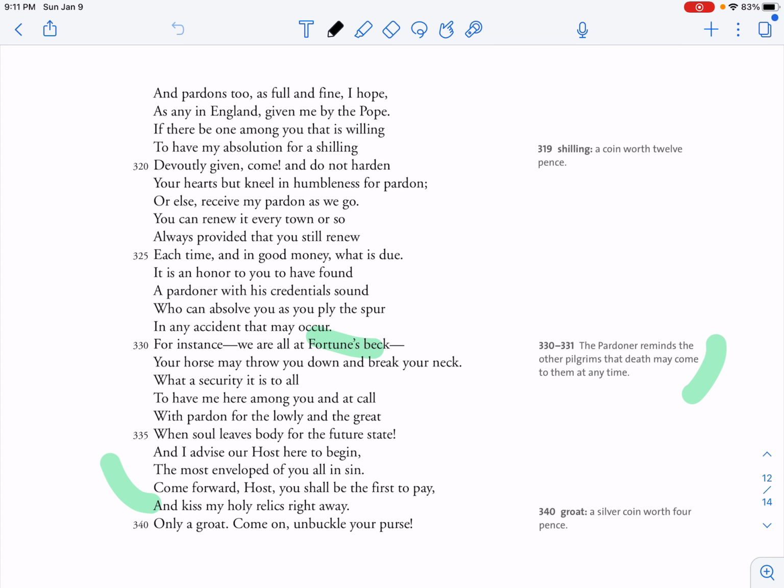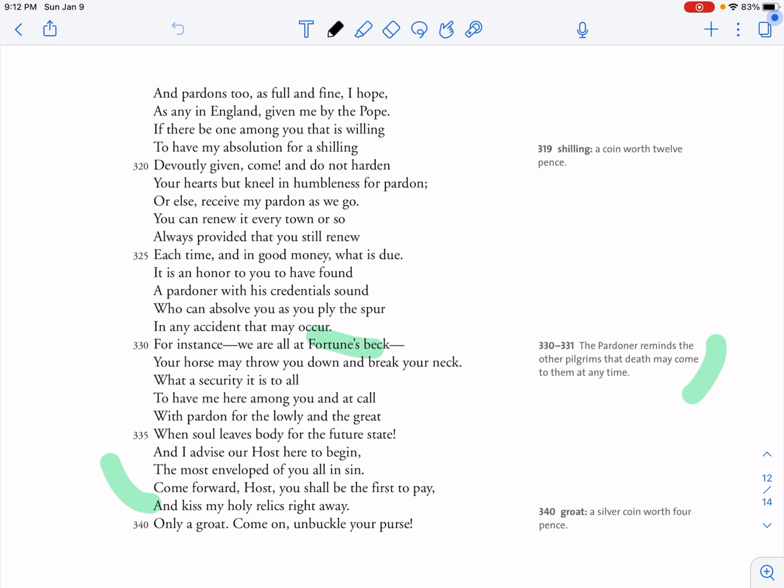You can renew it every town or so, always provided that you still renew each time, and in good money, what is due. It is an honor to you to have found a partner with his credentials sound, who can absolve you as you ride, in any accident that may occur. For instance, we are all at fortune's beck. Your horse may throw you down and break your neck. What a security it is to all to have me here among you and at call, with pardon for the lowly and the great, when soul leaves body for the future state.